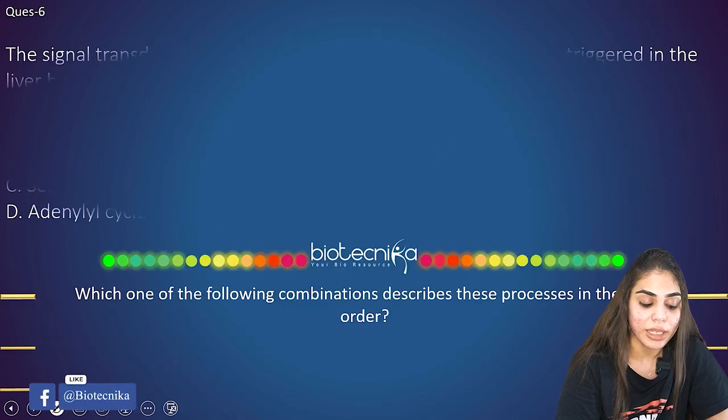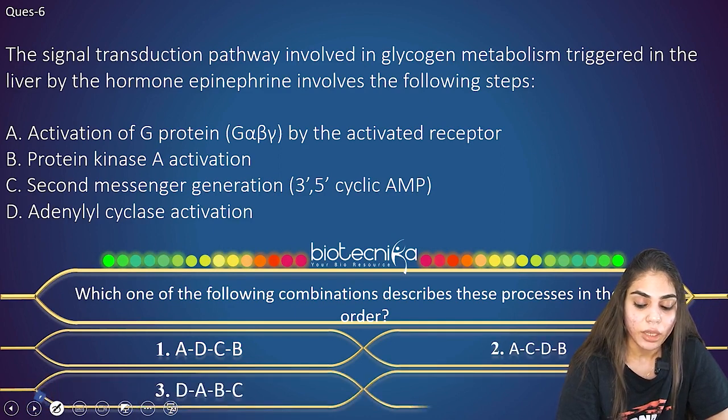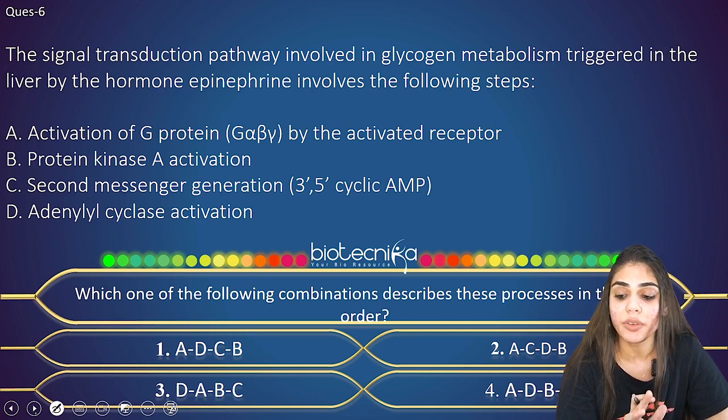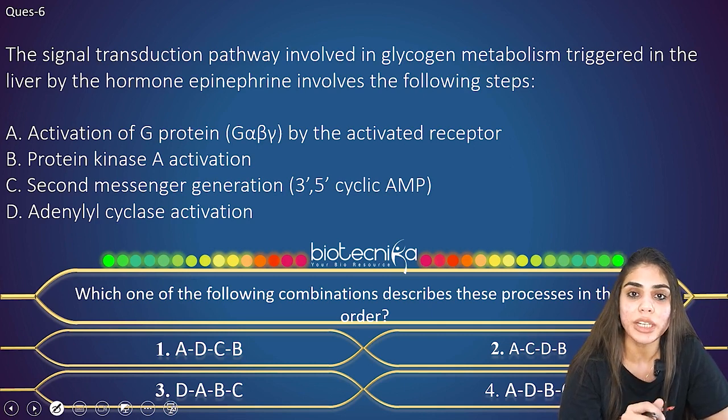Now let's come to the next question, which is about cell signaling and GPCR. The signal transduction pathway involved in glycogen metabolism triggered in the liver by the hormone epinephrine involves the following steps. Now they are talking about epinephrine, and you know epinephrine is a hormone that induces the GPCR pathway. Let's read the statements and understand the correct sequential order of this GPCR pathway.